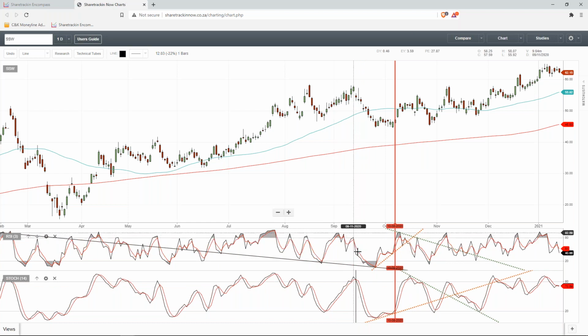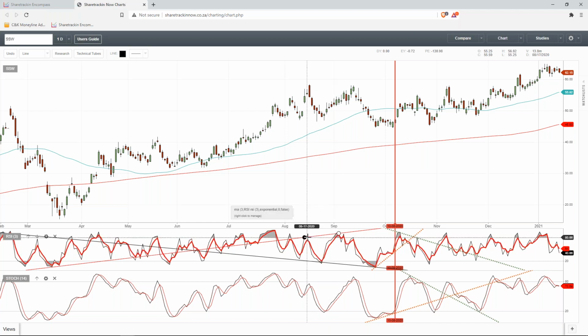So this selling point over here, that would have been a false sell indication, because you still had a converging trend over there instead of a diverging trend. So you still had a higher high. All right, so this point was lower than what this one was.